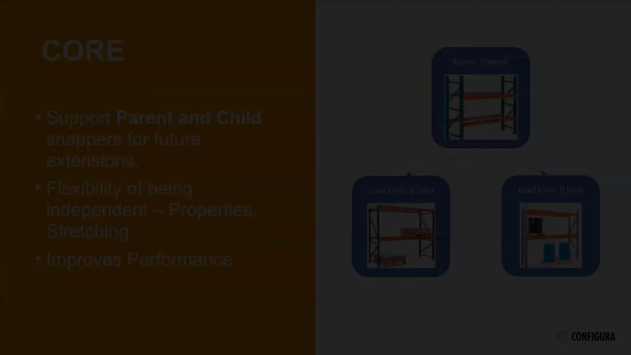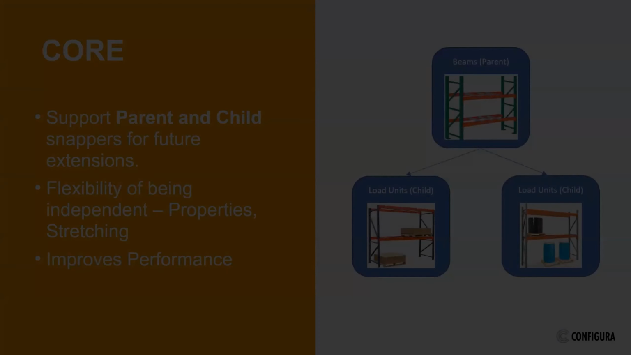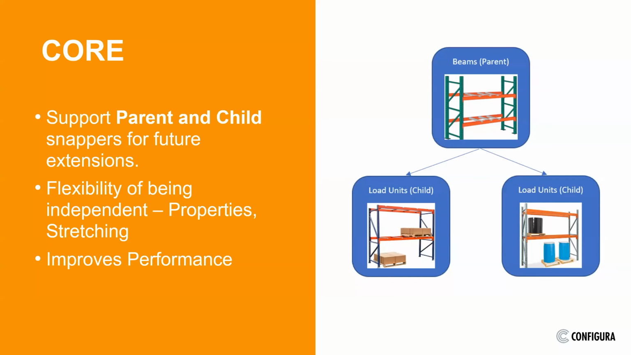I'm going to be starting with the first part, which is the code changes. There are changes in core, and this allows CET to improve the support for the parent and child snapper concept. In future, CET 12.0 will support parent and child snappers for future extensions. You can look at this example right here. It's an example of a material handling project. We have beams and we have load units. The load units can now be segregated as child snappers, and the beams can now be the parent snappers. So what is actually the use of doing this?